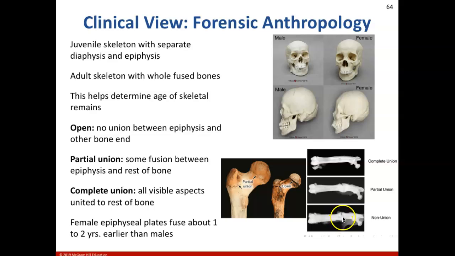This just happens to be of a fracture and how they would describe it. We also have partial union, in which we see a little bit of fusion between the epiphysis and the rest of the bone. So here's another fracture depicting that. And then we have a complete union where all of the visible aspects are going to be united to the rest of the bone. And we see that female epiphyseal plates fuse about 1 to 2 years earlier than males.